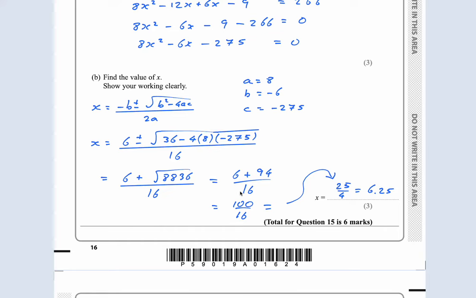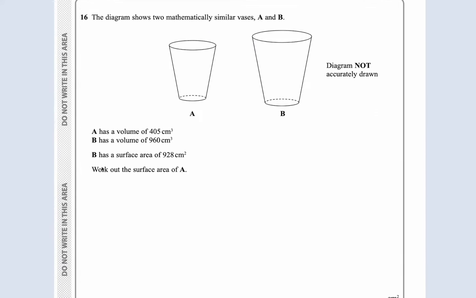So there you go, guys. That's the working shown. You might want to put just here to let the examiner know, or you can just write must be positive, because that's why I got rid of this negative, because x has to be positive because it's a length. Okay, question 16.